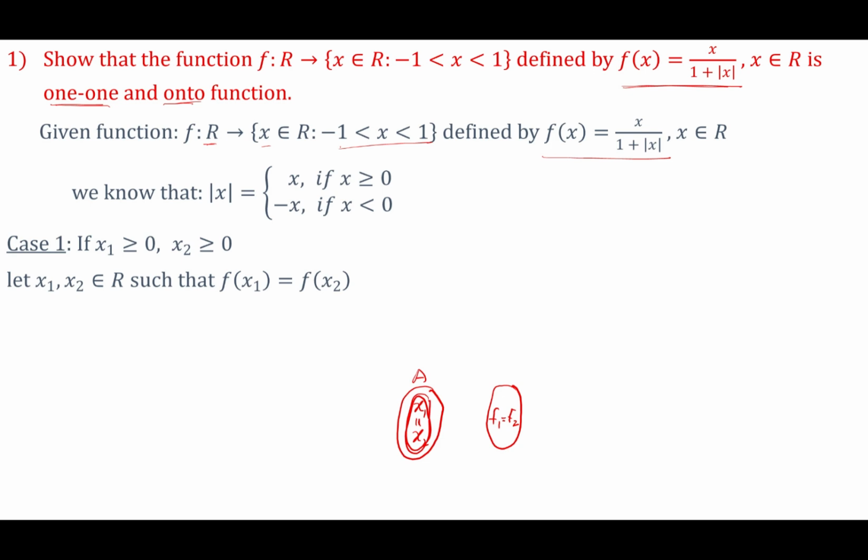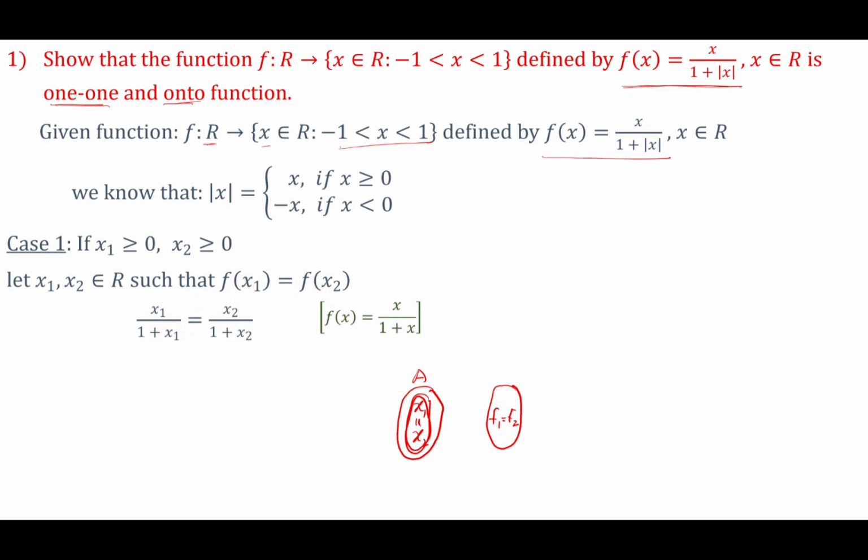Let us check. Now for f of x1, since x1 is greater than or equal to 0, I will take x as positive. So the given function is f of x equals x over 1 plus x. I took positive x because x1 as well as x2 is greater than or equal to 0. So I'm going to take this value for both x1 and x2. It is like this: x1 over 1 plus x1 is equal to x2 over 1 plus x2.